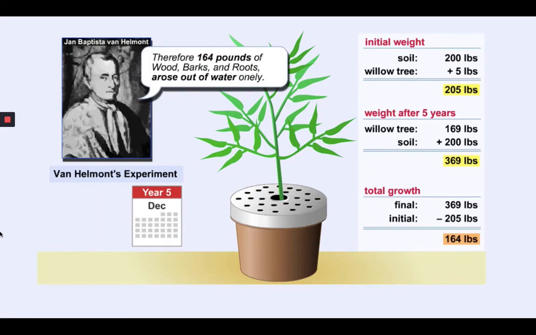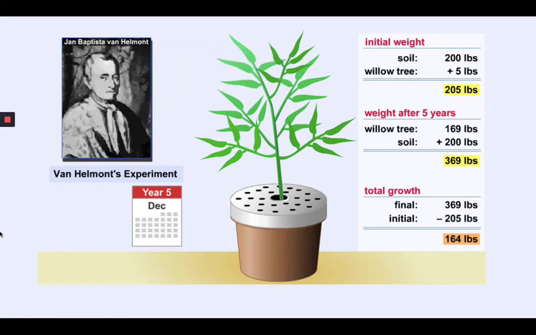Of course, Van Helmont's conclusion was wrong, because he was unaware of the exact composition of air and that the weight gain had actually occurred because the plant had used the carbon dioxide in the atmosphere to form sugars or tree mass.